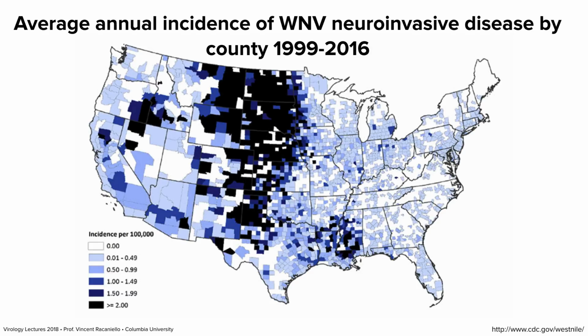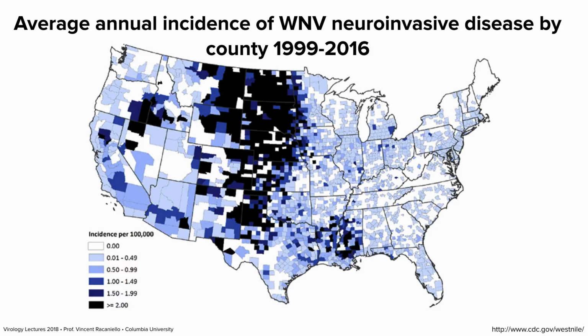And this is a figure of cases by county in the US. The dark is more cases, and the clear is very few. So here in the New York, New Jersey area, we have a very low incidence per 100,000 people. But you can see in the middle of the US and in the south, and some places in the northwest, there are lots of cases.